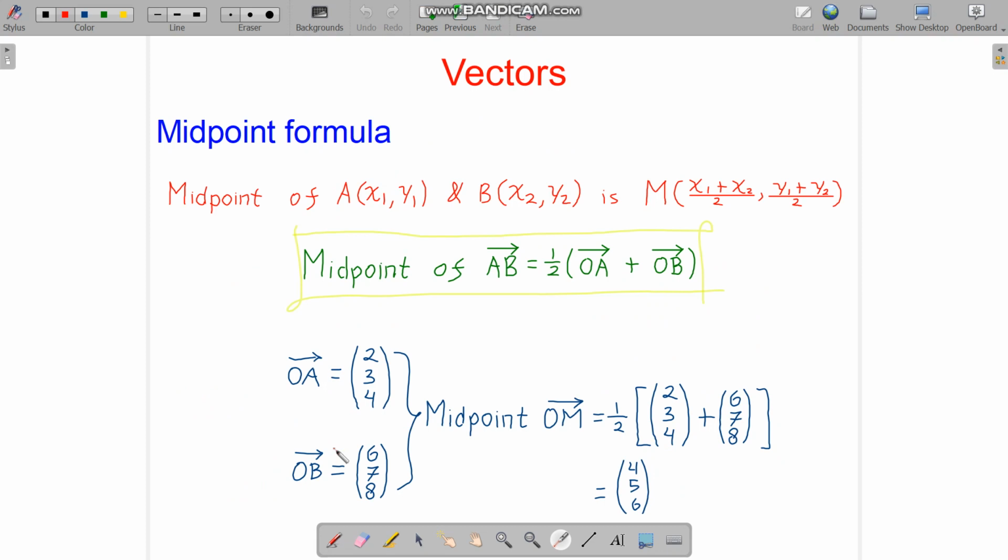Now the midpoint formula. Remember in coordinate geometry, to find the midpoint of A and B, you have coordinates x1, y1, and so on. The midpoint is the average of the x values and the average of the y values, divided by 2. So using the same concept, the midpoint of the vector AB is 1/2 the position vector of A plus the position vector of B, divided by 2. For example, this is the position of A, position of B. You want to find the midpoint, it's just 1/2 of the sum.